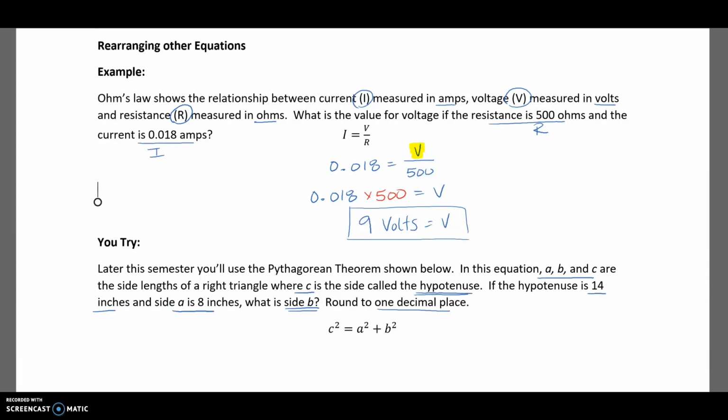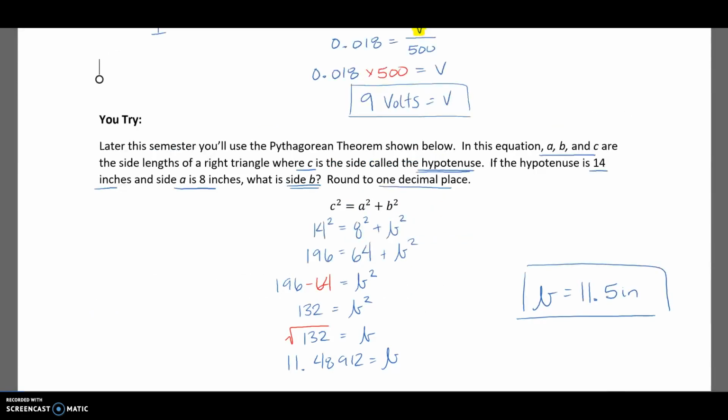Pause the video and try this yourself. And a solution is shown here for you to check your work. Note that as you get comfortable with these strategies, you may start combining skills and steps, and that's okay. As long as you're not breaking any of the math rules or the general rules for solving algebra equations, you should get to the same final answer, which in this case is that B has a side length of 11.5 inches.